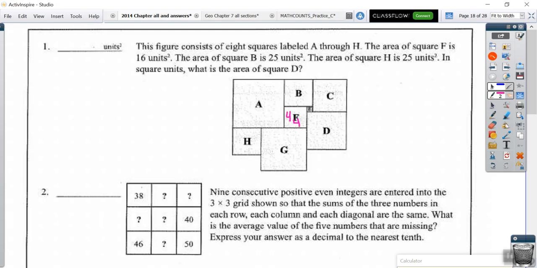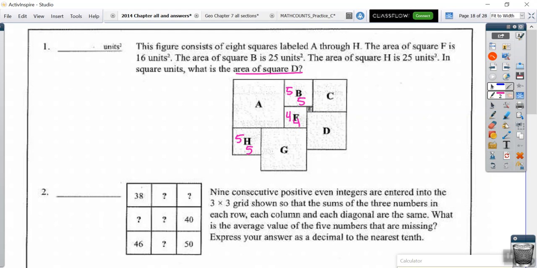of the side lengths. And then the square of B is 25 units squared. So using the same logic, we know that both of the side lengths are 5. And then finally, H is also 25 units squared, so that is also 5 on each side. So, going to find the area of square D.